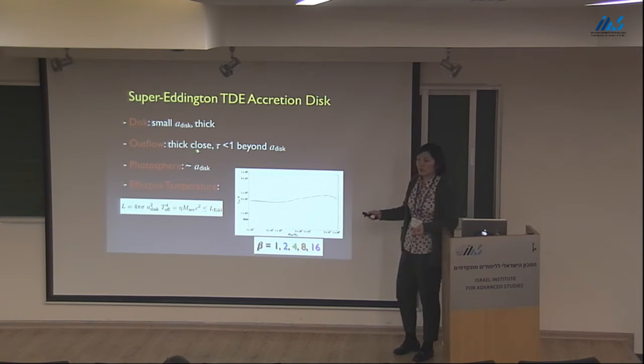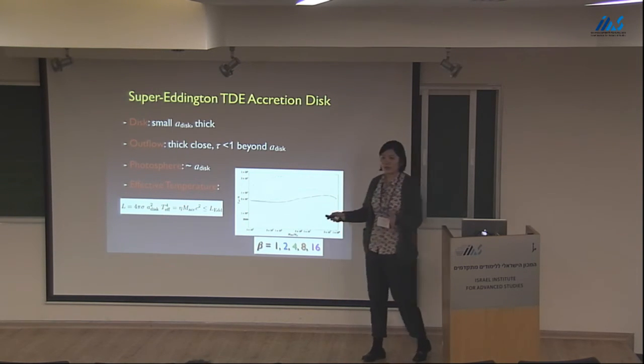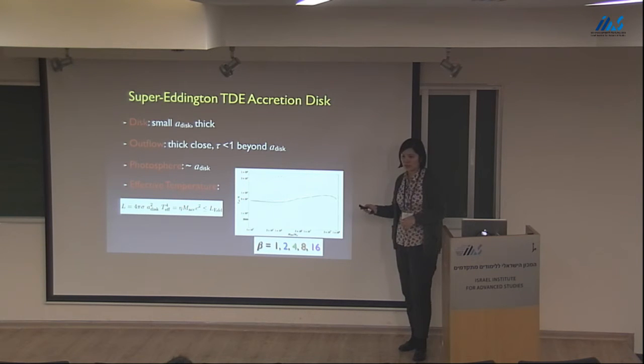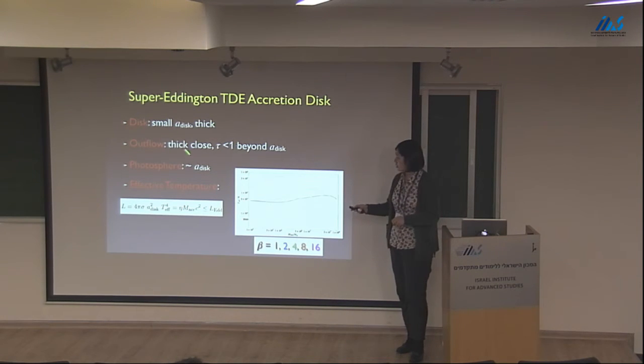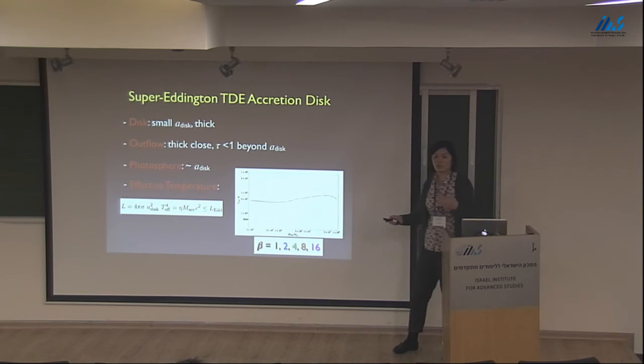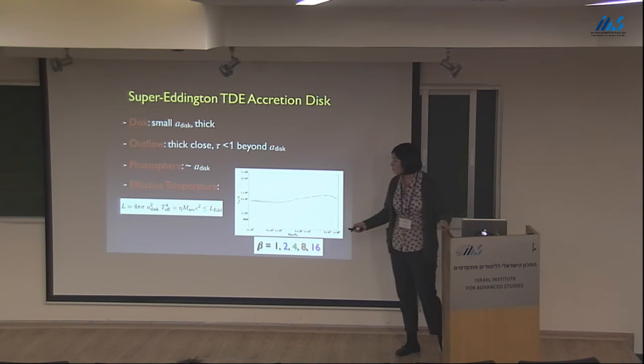I did a calculation with the outflow, and I found it to be optically thick close by, and the optical depth is going to be less than 1 beyond the size of the disk if it has a very extended opening angle. So that means the photosphere of this system is going to be roughly the size of the small disk. And inside the photosphere, we are probably not seeing through the most inner region of the disk. So that is why the temperature we see is going to be the surface temperature of this photosphere.